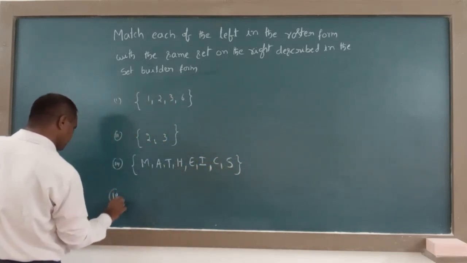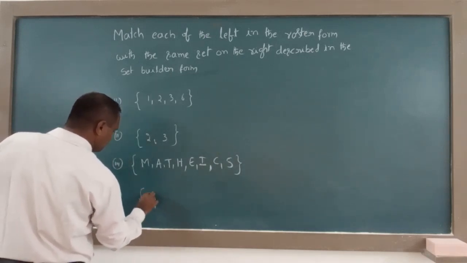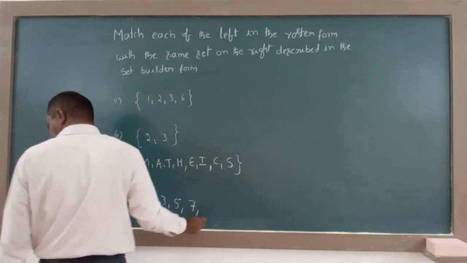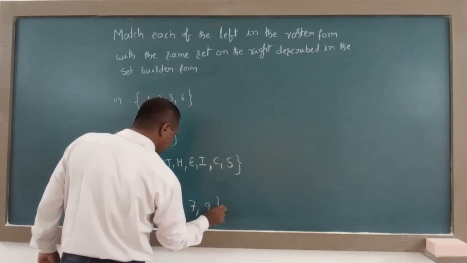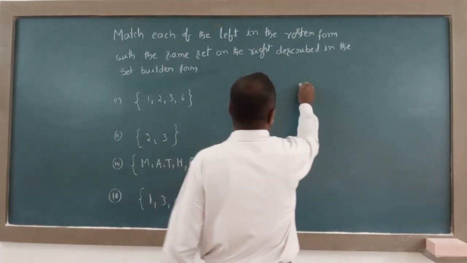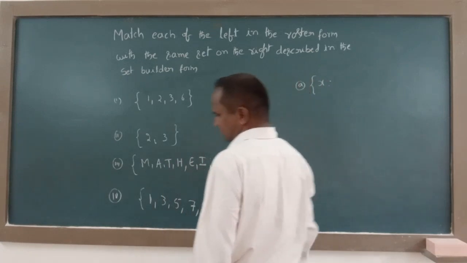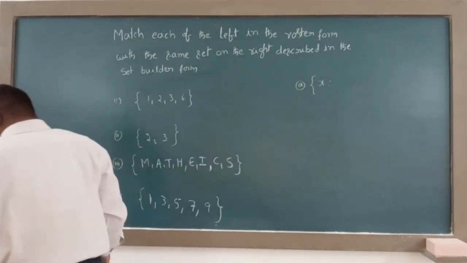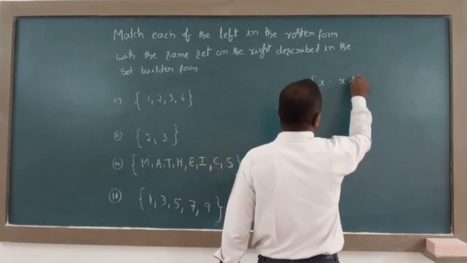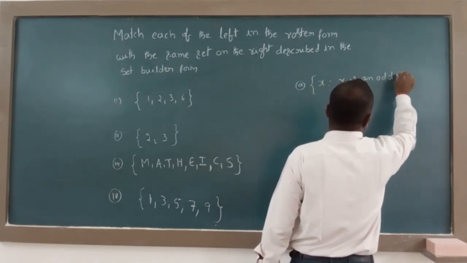First, 1 comma 3 comma 1 comma 3 comma 5 comma 7 comma 9. This is the roster form. On the other side they gave the set builder form for this. First one is A. X is such that X is an odd natural number.